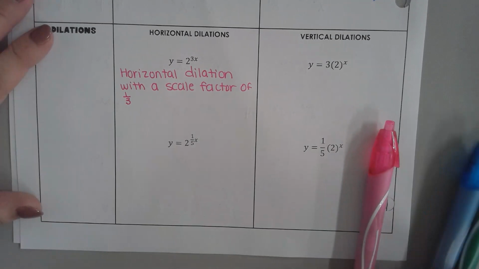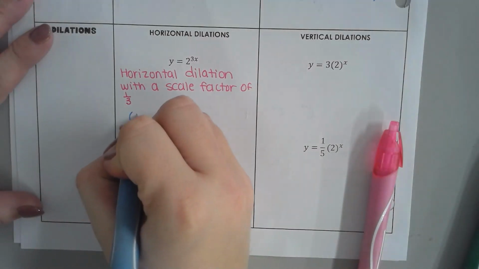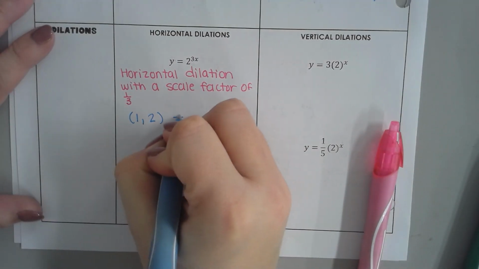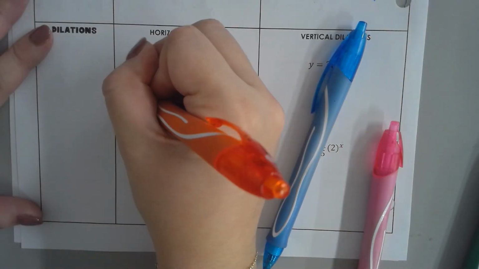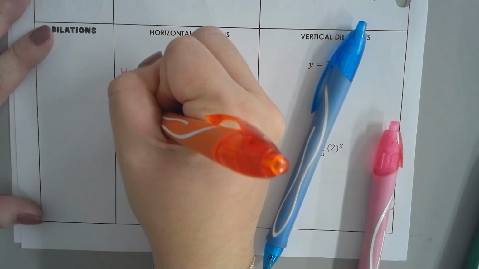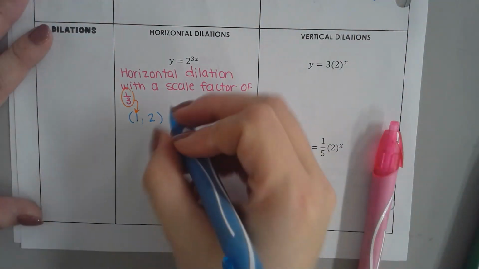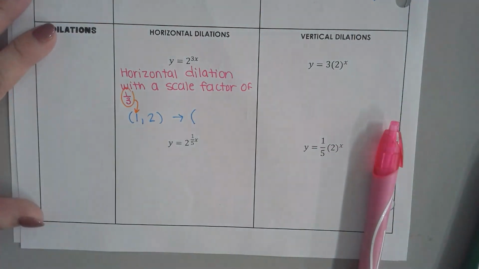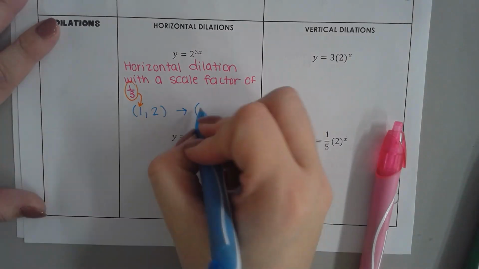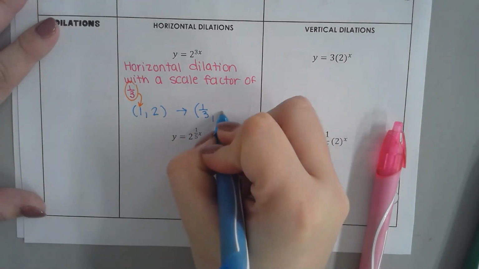All right. So the point 1, 2, we multiply that scale factor by the x. So 1 times 1/3 is 1/3, 2.